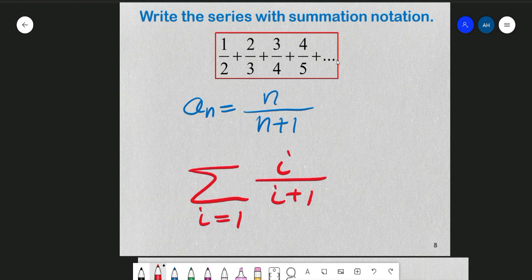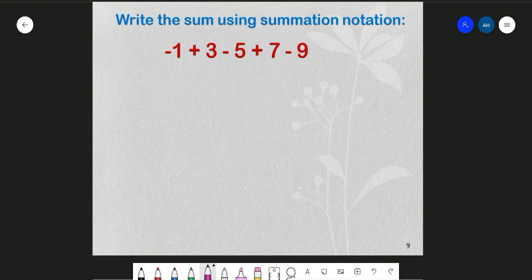Okay, the number of terms that we have to add in this series is infinitely many. So we have to write down the upper limit as infinity. Here is another example of writing a series by using summation notation. This time we are given -1 plus 3, minus 5, plus 7, minus 9.